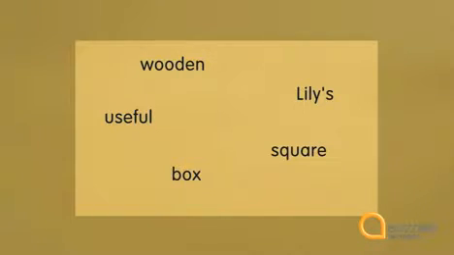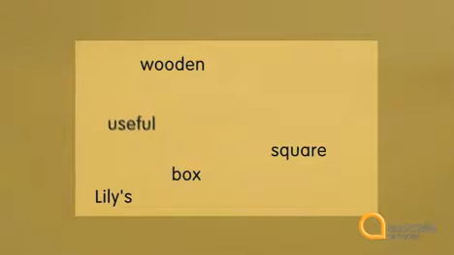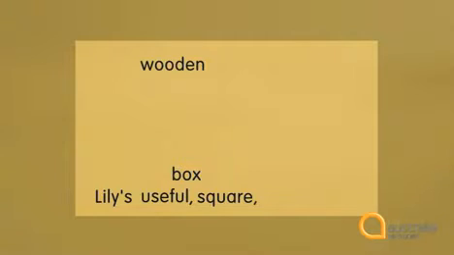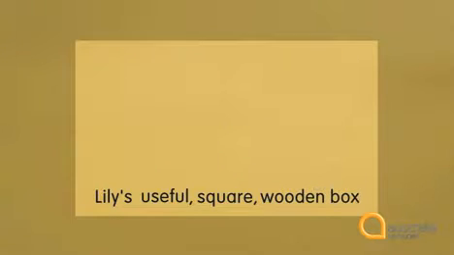Have a look at these words and see if you can turn them into a phrase. Wooden, square, useful, box, Lily's. Well, box is the noun, but what comes first? The determiner. Whose box is it? It's Lily's box. So Lily's comes first. Then that's followed by the observation. The box is useful. Then the shape, it's square. Then finally the material, it's a wooden box. So we have Lily's useful square wooden box.